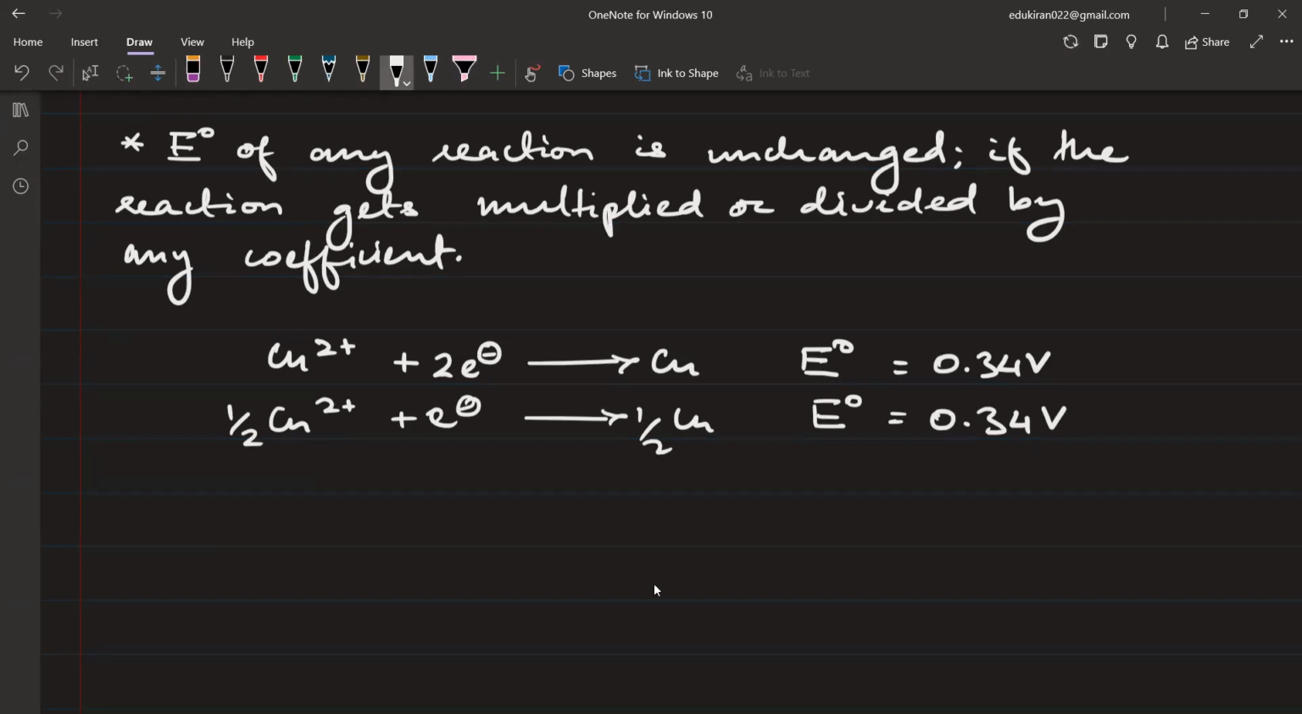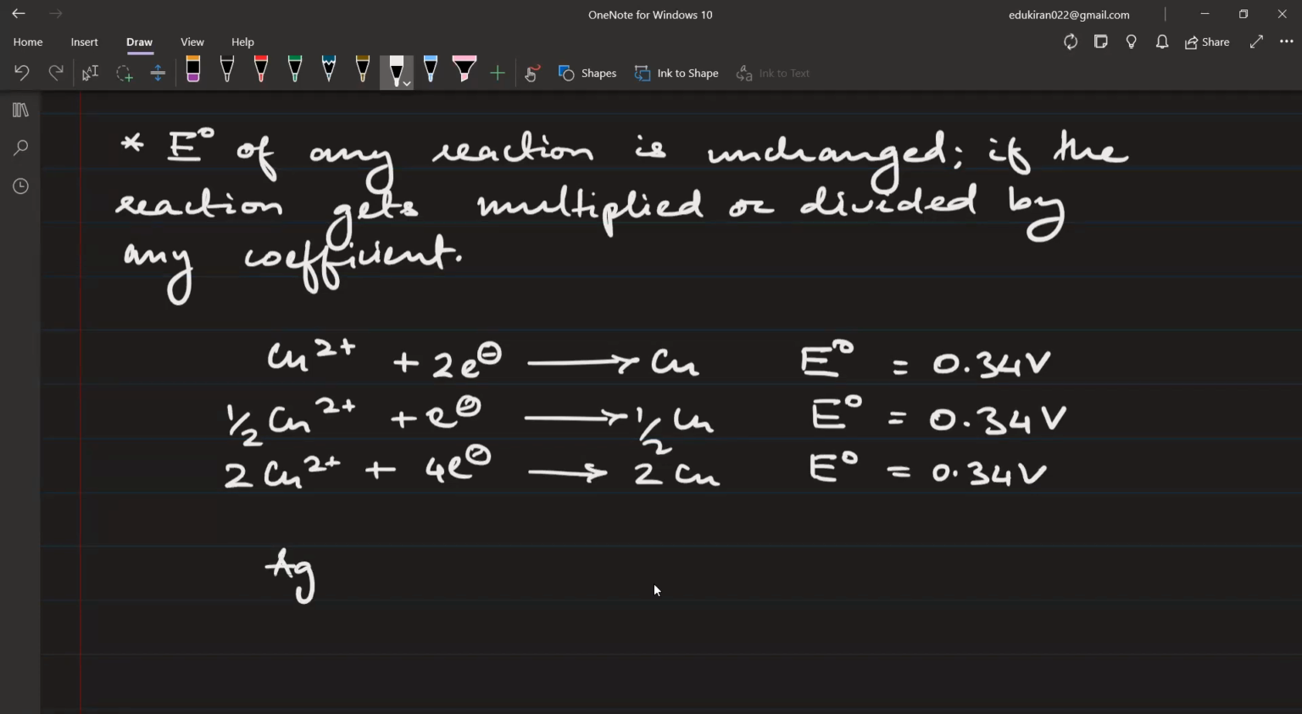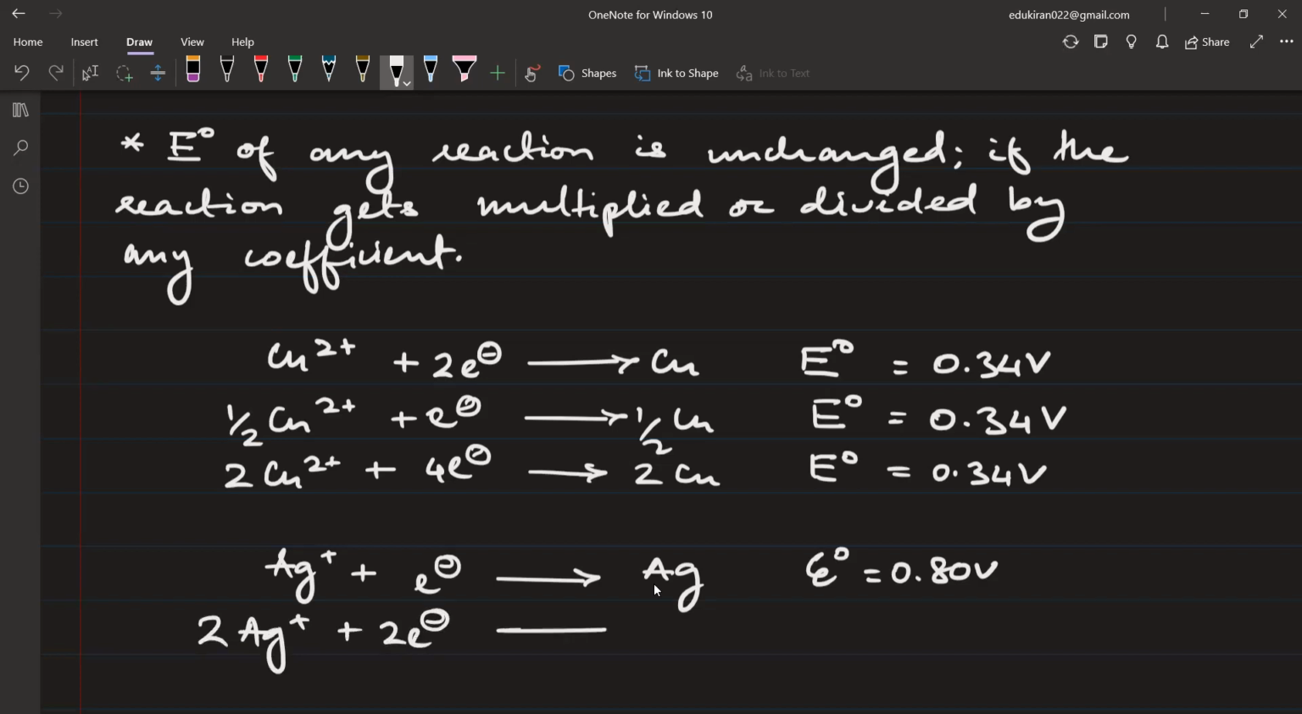Even if you have multiplied something like this, 2 Cu2 positive plus, let us say, 4 electron, it is going to give me 2 copper. Here also the E naught is not going to change. It will be equal to 0.34 volts. And let us suppose we have Ag positive plus an electron, which is going to give me Ag, whose E naught is 0.80 volts. And if you have, let us say, 2 Ag plus 2 electron going to give you 2 Ag, here also the E naught is going to be 0.80 volt. It is not going to change.